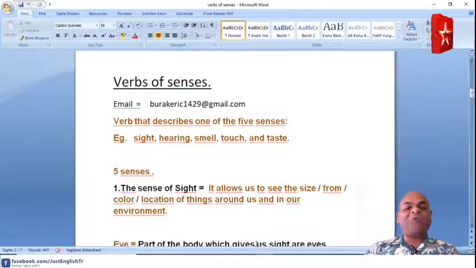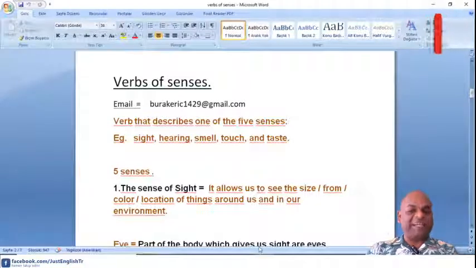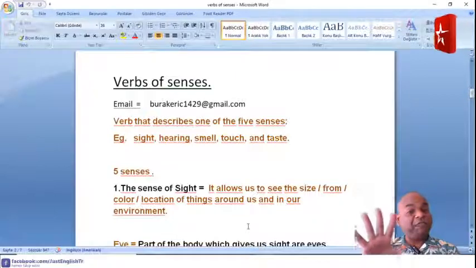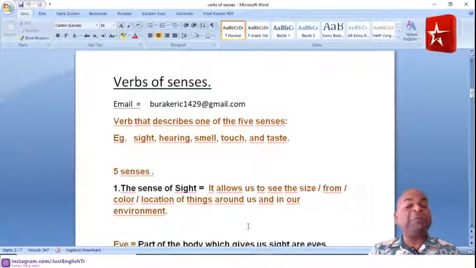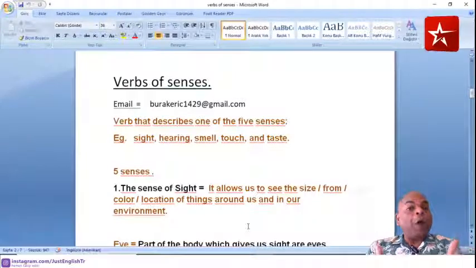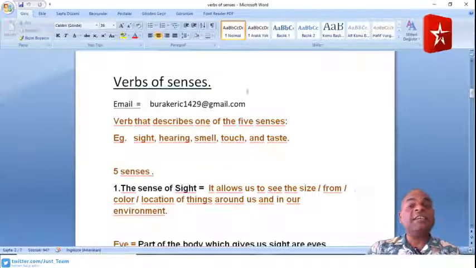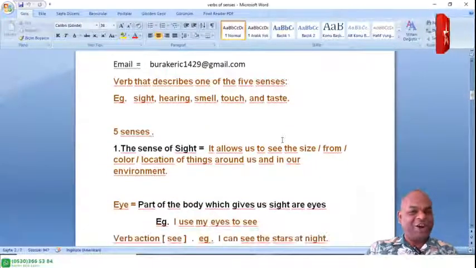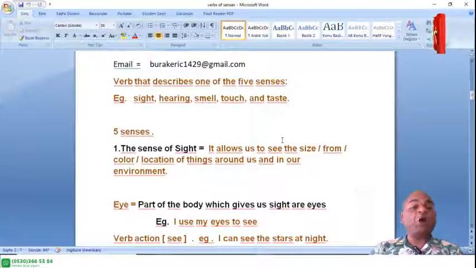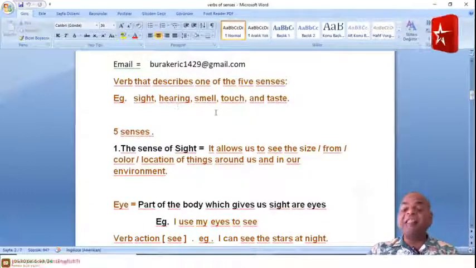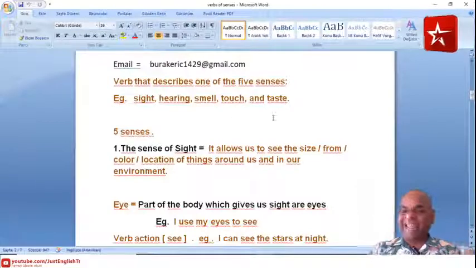Verbs of senses. Guys, let's start with our class. These are verbs that describe one of the 5 senses, right? For example, we have 5 senses. Always remember that. We're going to start in a very simple way and go into the difficult parts to understand verbs of senses. We've got sight, hearing, smell, touch, and taste.